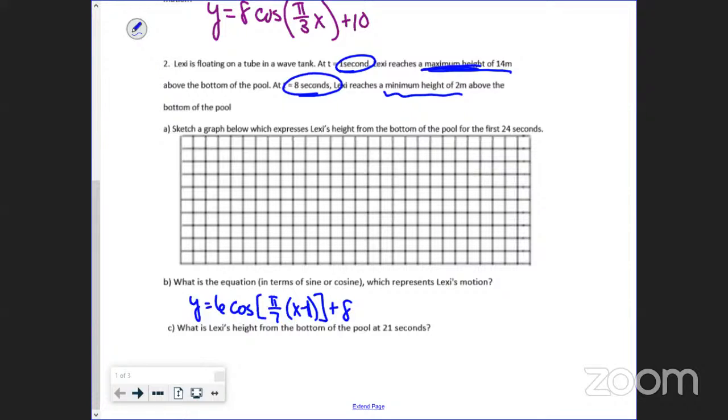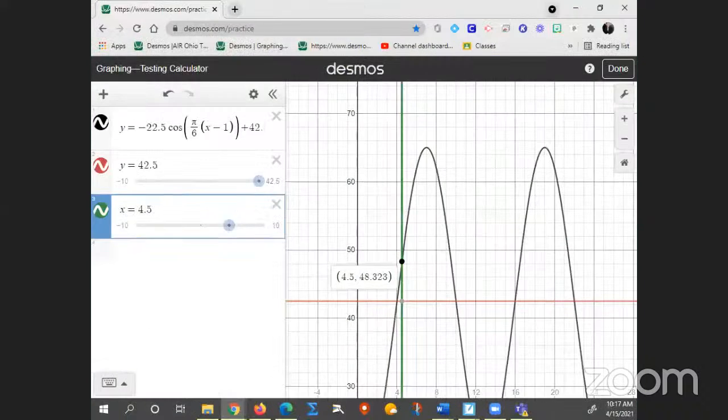All right. Anybody? Was that part C on it? We haven't even talked about this. So part C says, what is Lexi's height from the bottom of the pool at 21 seconds? All I have to do is plug 21 in as x. Now, on Desmos, we'll talk about the different ways to use Desmos to your advantage, guys.